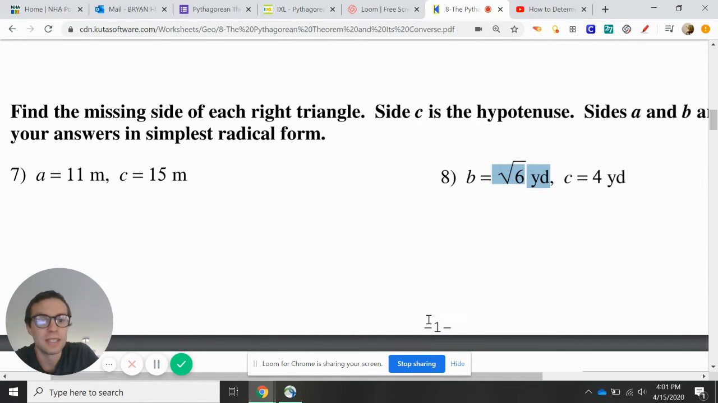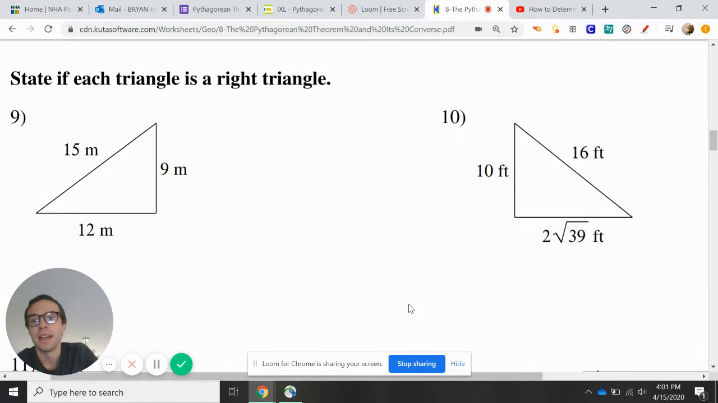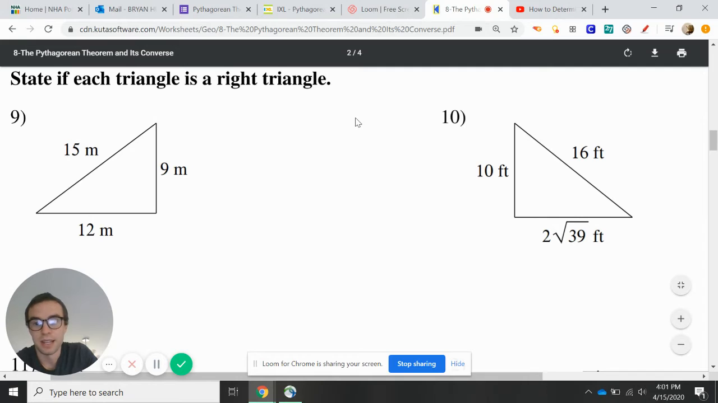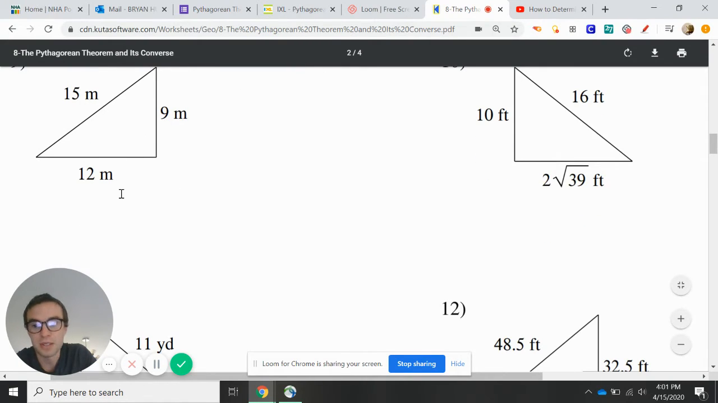So I'll close this out and I'll scroll down. Here is the converse of the Pythagorean theorem. So this is taking all these numbers and seeing if they balance out. So I'd have to use a squared plus b squared equals c squared.